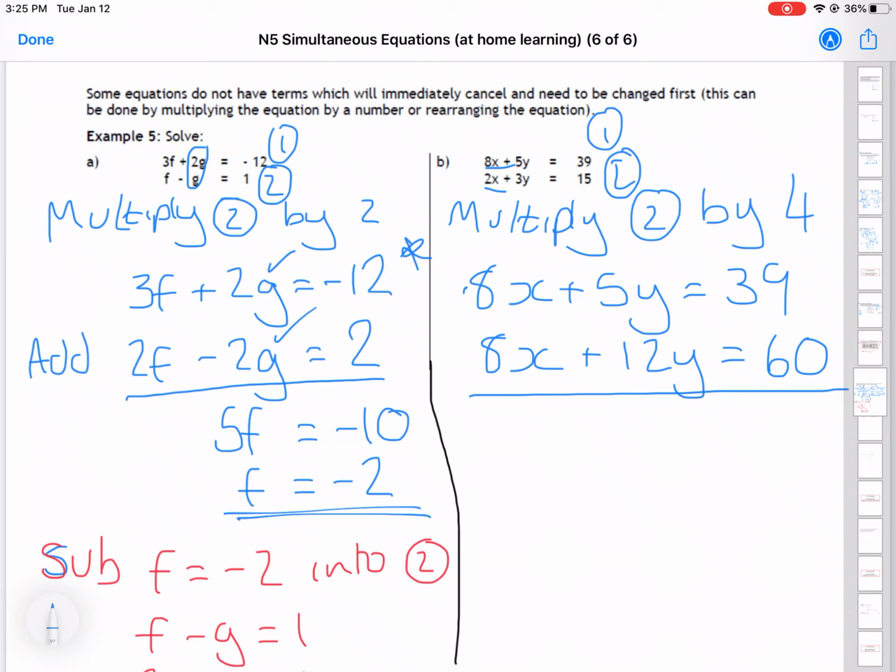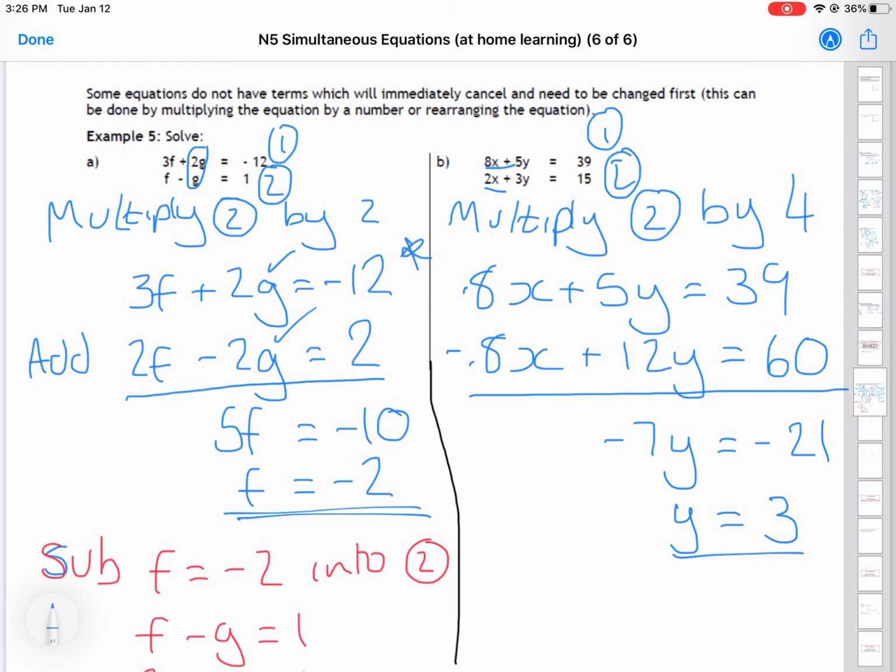Now my aim here is to eliminate the x's, so I'm going to have to subtract, in this case, 8x take away another 8x will give me 0 here. 5y take away 12y, negative 7y. 39 take away 60 will give me negative 21. Now normally these will all come out as whole numbers. It's not always going to be the case, I can't make that a rule for you, but generally it will happen, which means this one, as it's working, gives me y equals 3.